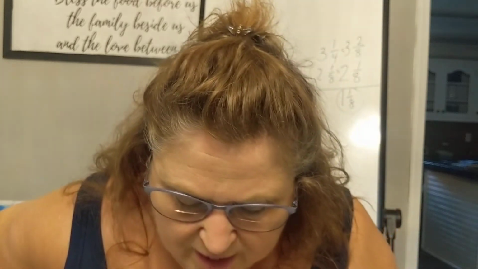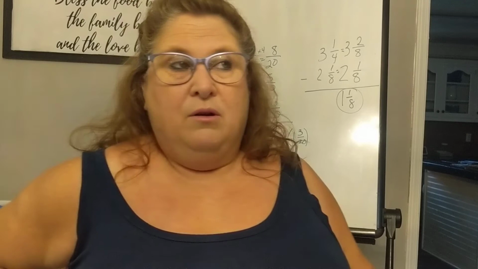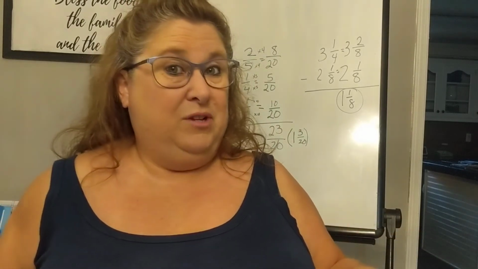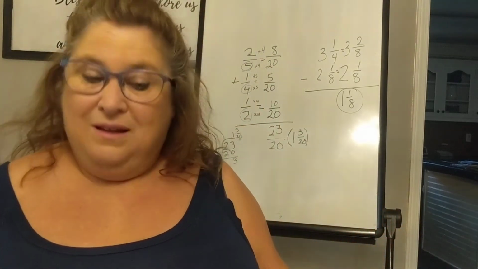3/5, 1/3, and 2/15. So we're finding our least common denominator. 5, 10, 15. 15 is already there. So if I can get to 15 by 3s, then 15 is going to be my least common denominator. 3, 6, 9, 12, 15. So 15 is my least common denominator.